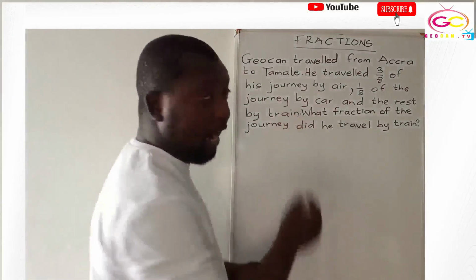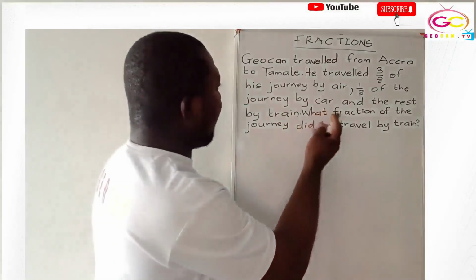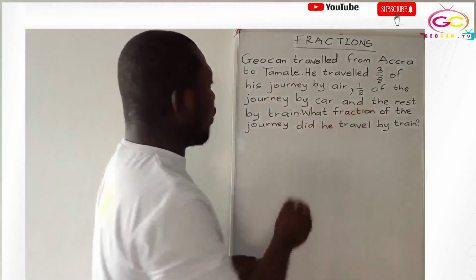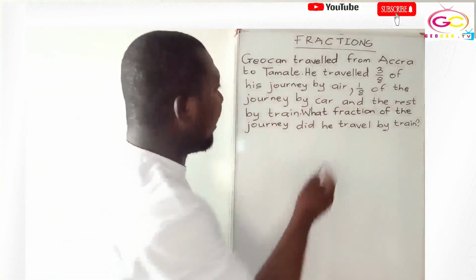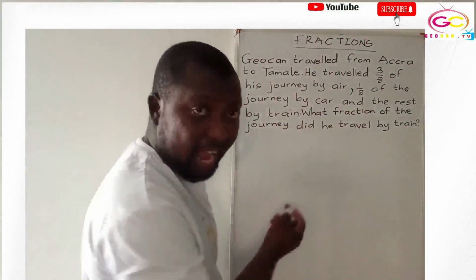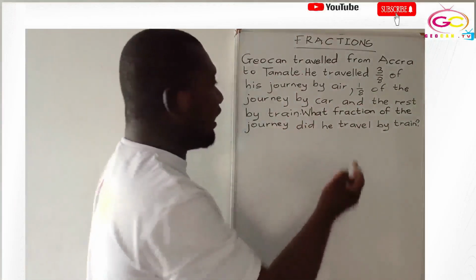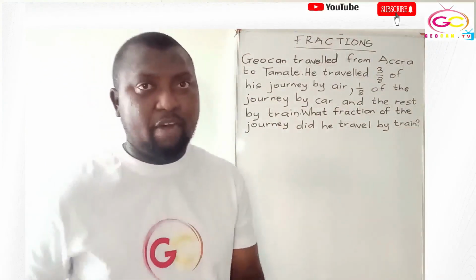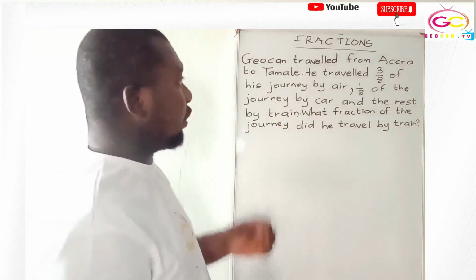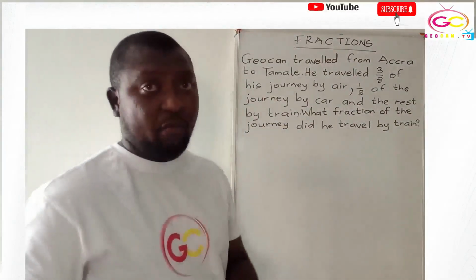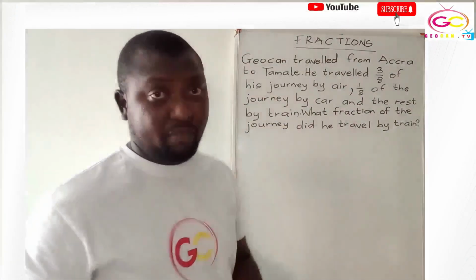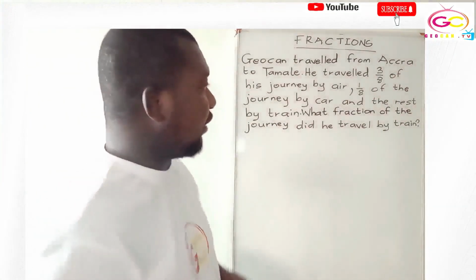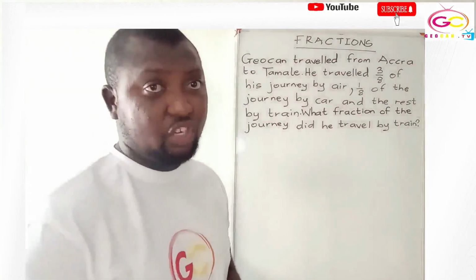GEOCAN traveled from Accra to Tamale. He traveled 3/8 of his journey by air, 1/8 of the journey by car, and the rest by train. Now, what fraction of the journey did he travel by train? Yes, this is easy. This is very practical. He used 3/8 traveling via air, and 1/8 traveling via car, and the rest was done via train.